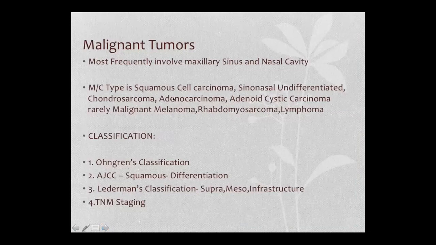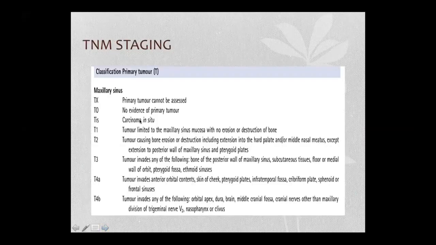So most frequently involved is the maxillary sinus and nasal cavity. Most common types are squamous cell carcinomas. Sinonasal undifferentiated carcinoma usually involves the nasal cavity, but they also sometimes involve the maxillary sinus. The others are adenoid cystic carcinoma. Classification, I will not go into details. I will just touch upon the TNM classification, which is really important.